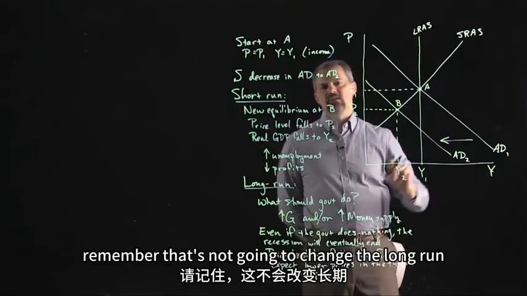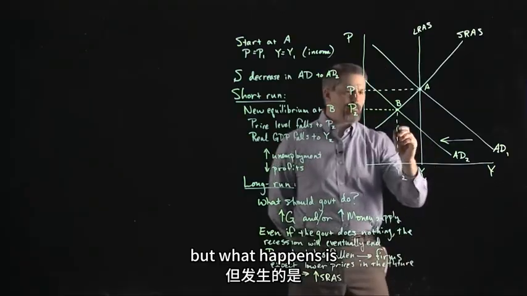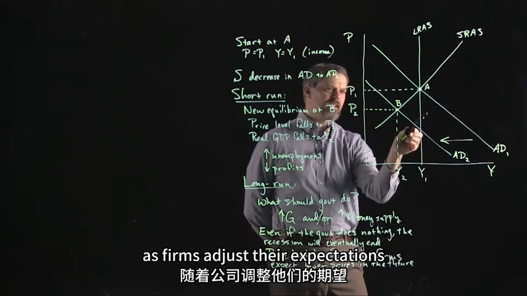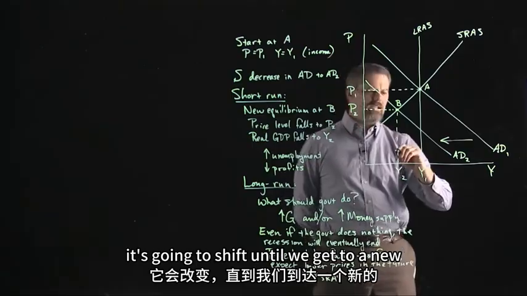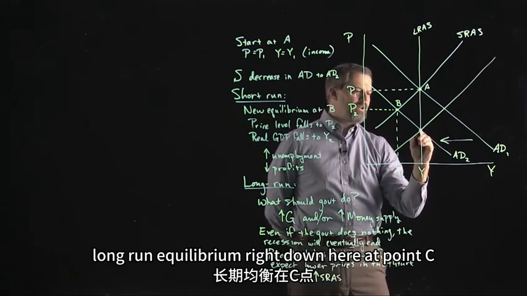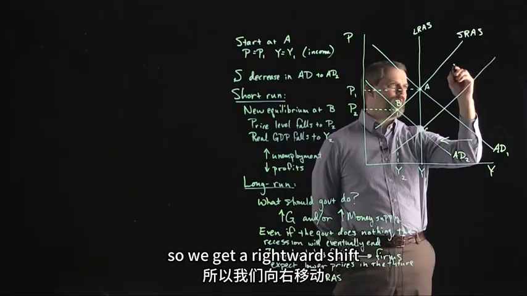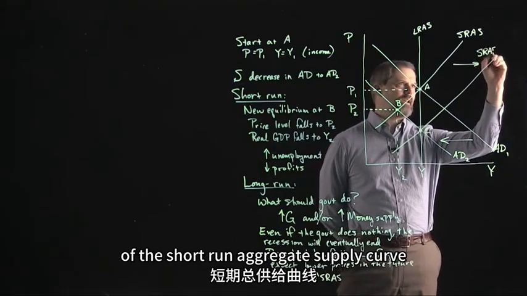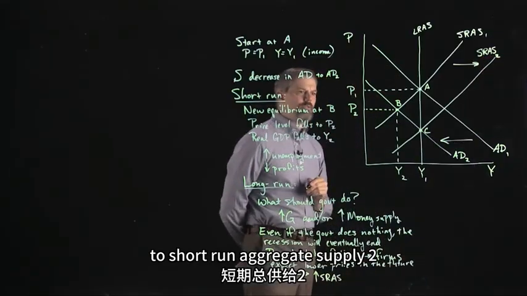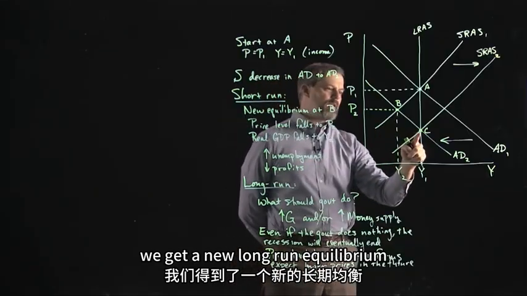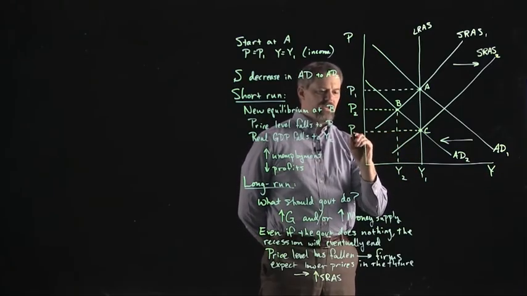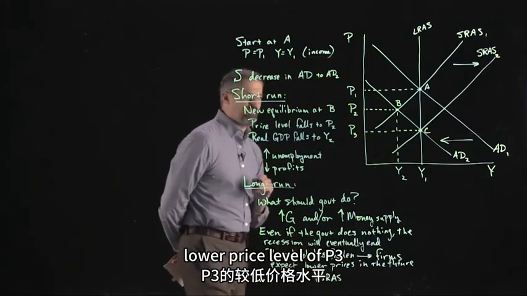Remember, that's not going to change the long-run aggregate supply curve, but what happens is, as that short-run aggregate supply curve shifts, as firms adjust their expectations, it's going to shift until we get to a new long-run equilibrium right down here at point C. So we get a rightward shift of the short-run aggregate supply curve from short-run aggregate supply 1 to short-run aggregate supply 2. We get a new long-run equilibrium right back here at point C. Notice that that occurs at a lower price level of P3.